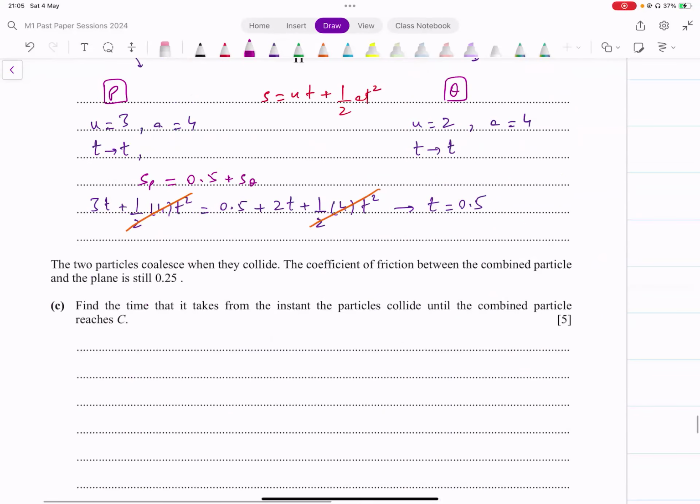Then you have 0.5 seconds more passed now. What's the total time taken until the point of collision? That's 0.5 plus 0.5, that is 1 second. So they collide with each other after 1 second of them starting their journey. Is that okay? Make sense?